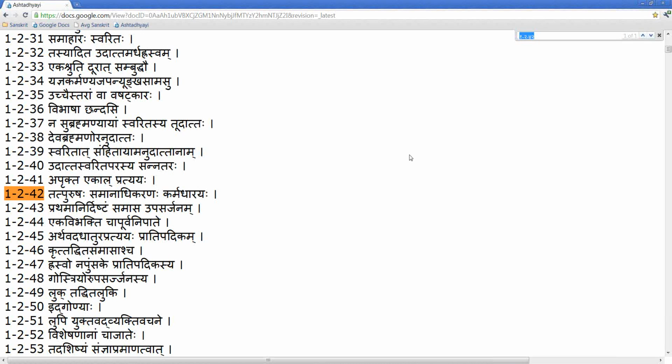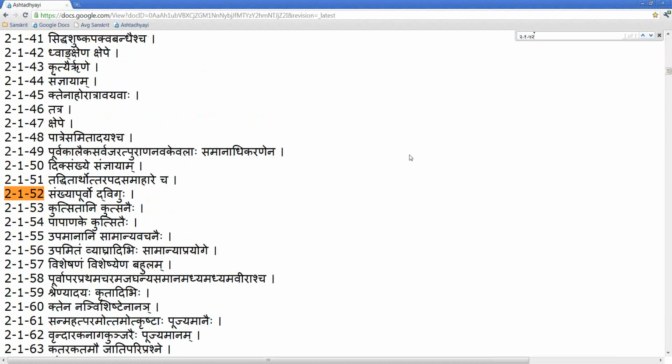So that one we'll see all those in detail later on. Today's only a brief tour. Sankhya purva dvigu. In a karmadharaya samanadhikaranam that you have, which is sankhya purva.